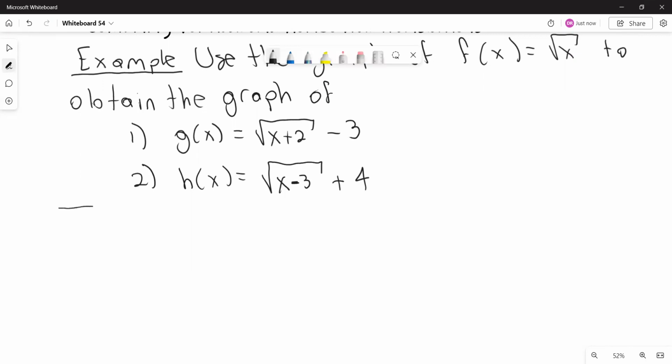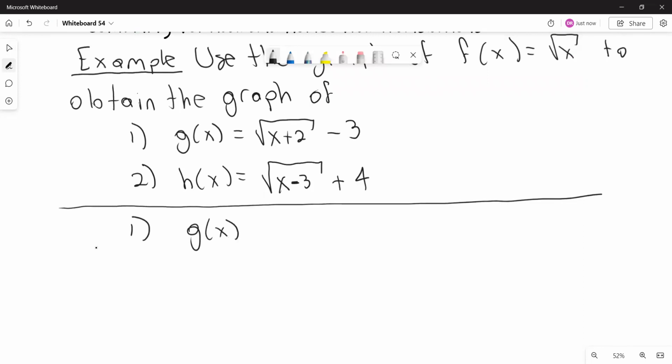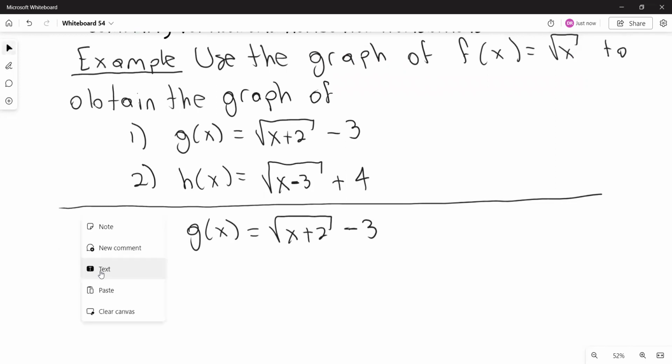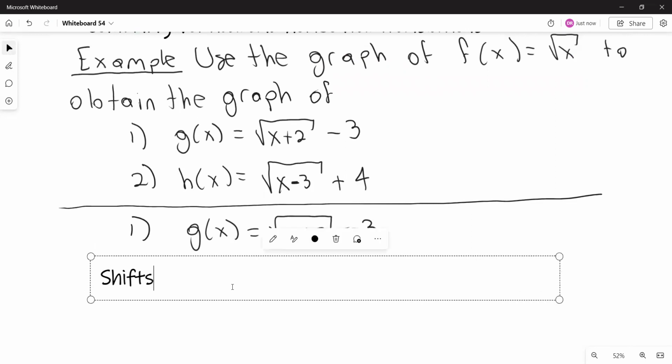So let's do number 1. Our basic function is the square root of x. So there are going to be 2 translations or shifts. The graph of the square root is going to shift 2 units. We have a plus, so that's going to be 2 units to the left and 3 units down.